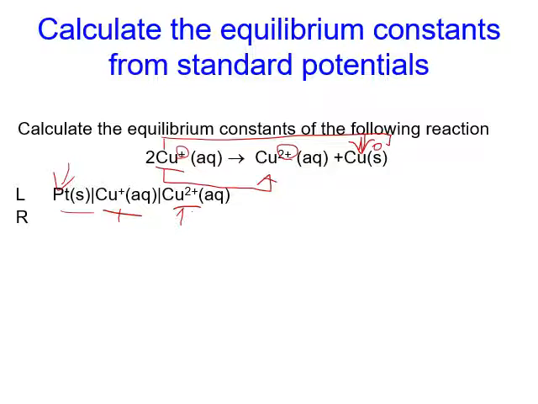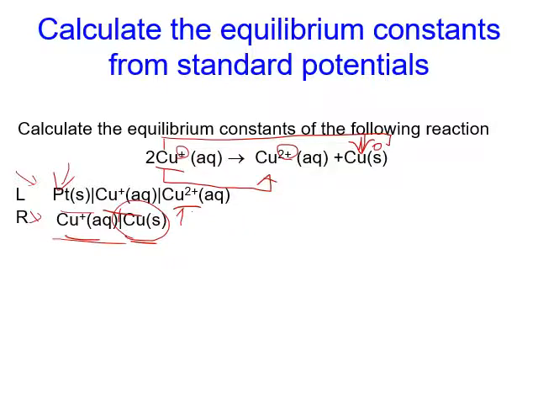Reduction reaction is a cathode, so on the right side, copper plus goes to copper metal. Now in this half cell, copper metal itself conducts electricity, so you don't need an inert metal for the electrode. Okay, so next we are going to find the half cell potentials for these two, cathode and anode.